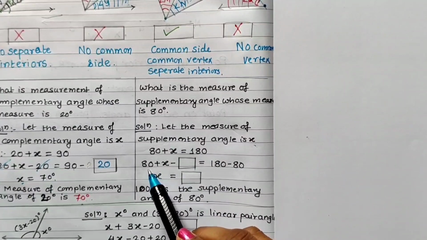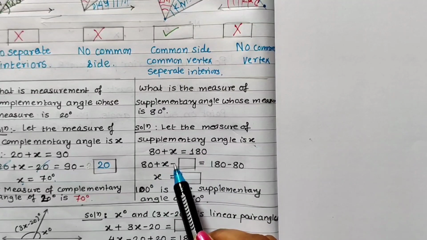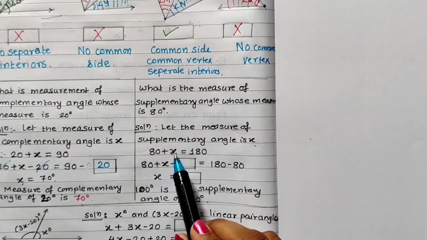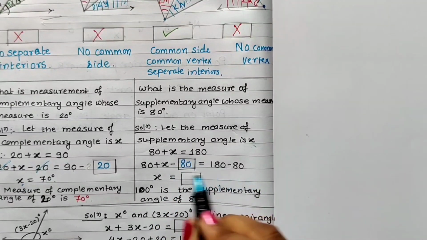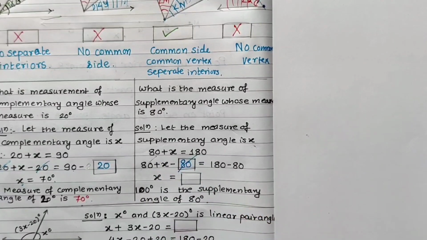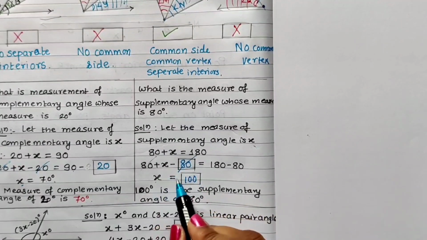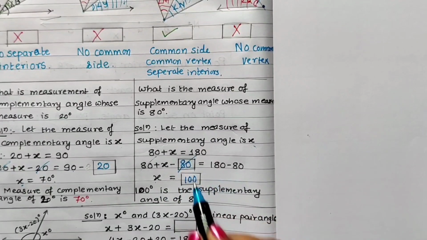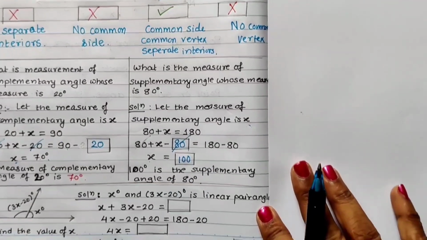Now this 80 we have to transfer from the left hand side to the right hand side. That means we have to subtract this 80 from both the sides. So 80 plus x minus 80 and 180 minus 80. So this plus 80 minus 80 cancels, and 180 minus 80 is 100. So here only x is remaining, equal to 180 minus 80, which is 100. So 100 degrees is the supplementary angle of 80 degrees. 100 plus 80 is 180. In this way we have to solve this sum.